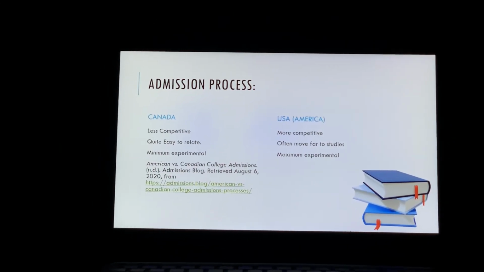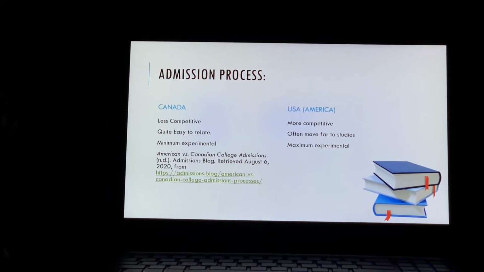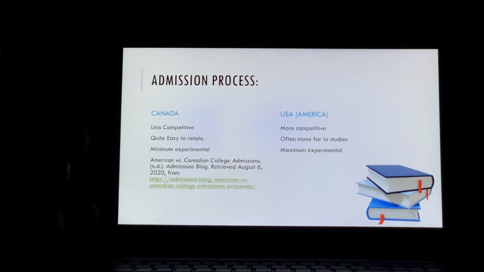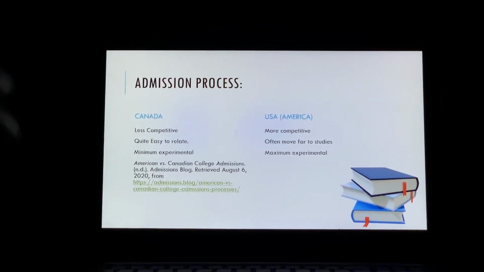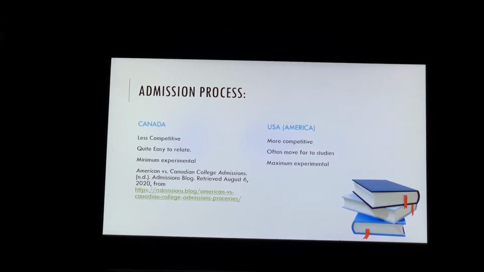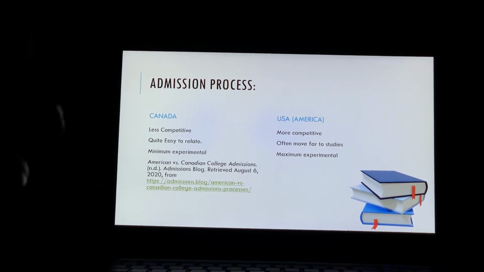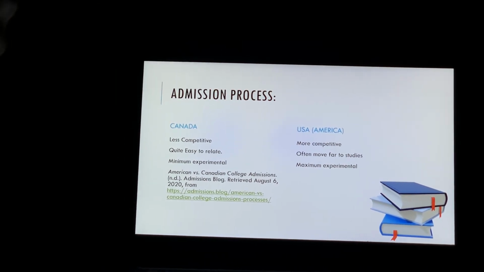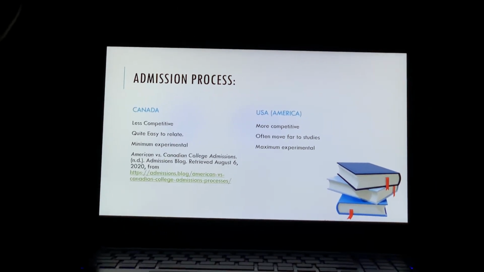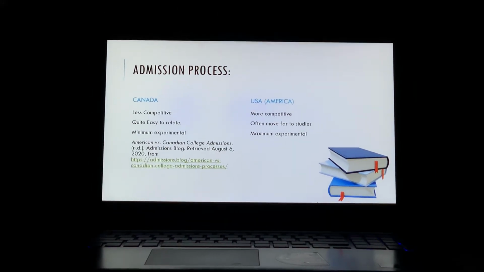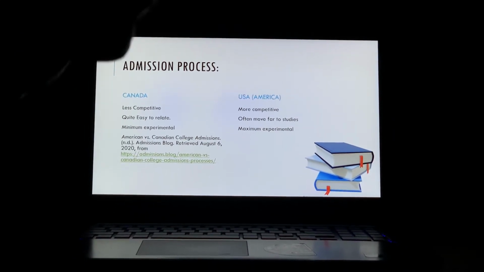Further, it's quite easy to relate. How is it easy to relate? Here any individual doesn't need to attend class every day, and he can choose a college or university near his house, compared to the United States, where he or she has to majorly move to another province or another state to achieve their goals and complete their studies.